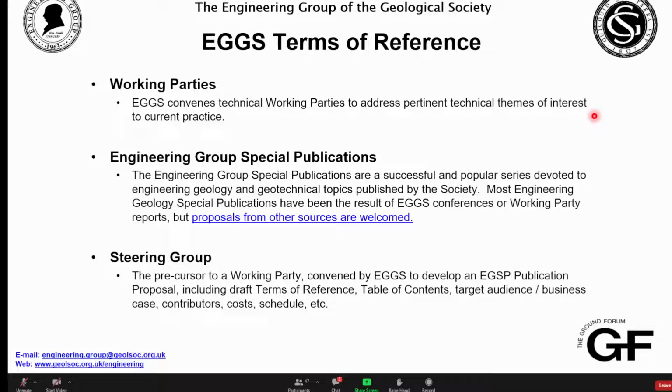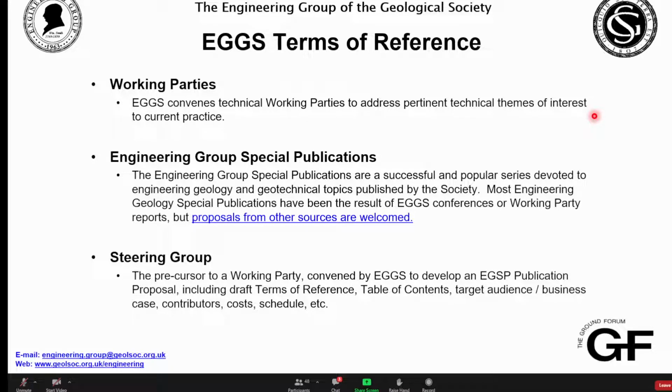And then just a bit of housekeeping around how they work. The forerunner to a working party is a steering group. These are basically just set up to test the water and develop a business case for a follow-on working party. I'll talk you through the steering group that initiated this working party on coastal and nearshore as well. They basically develop a publication plan, which is then submitted to the Geological Society Publishing House, so that they are happy to have it as a publication. They are endorsed by the engineering group, who would support it from a technical perspective.